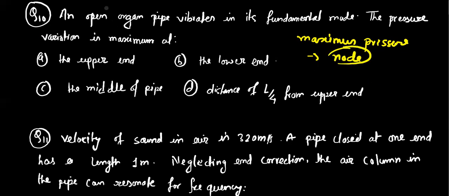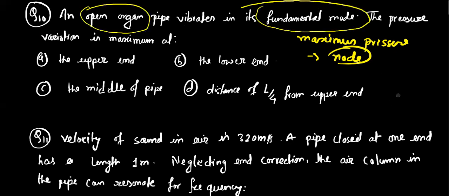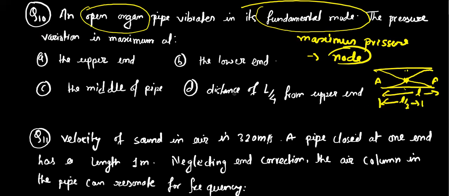As the question said, it is an open organ pipe and it vibrates in its fundamental mode, so from the wave front we know that a node is formed in between two antinodes and its location is exactly half of the tube. If this is the length of the tube, then up to here the length will be 1/2 of the tube. So option C seems to be correct because this option says the middle point of the pipe.